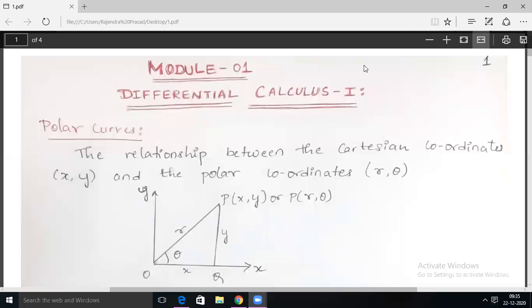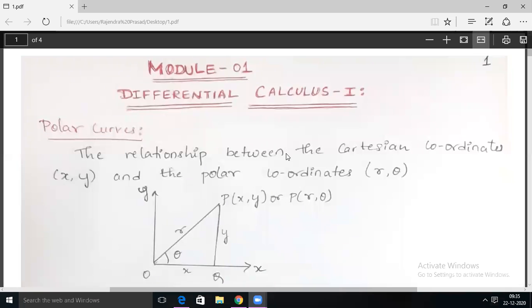Yes, first we shall see module number 1. So that is differential calculus 1. Yesterday we discussed the syllabus of the first semester. So in the first module we have differential calculus 1. First we shall see polar curves.